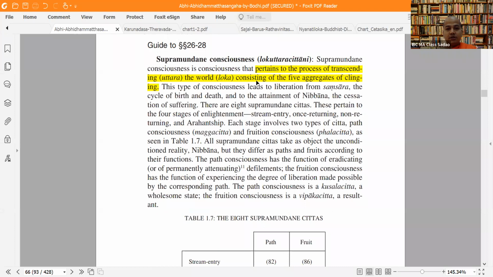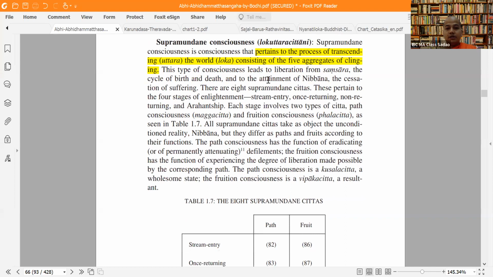Supramundane consciousness is consciousness that pertains to the process of transcending the world. Transcending what world? The world consisting of 5 aggregates of clinging. You have the 5 aggregates. What you overcome is this clinging. You do not have the clinging. Right? Yeah, so that is clear here. This type of consciousness leads to liberation from samsara, the cycle of birth and death, and to the attainment of nirvana, the cessation of suffering.